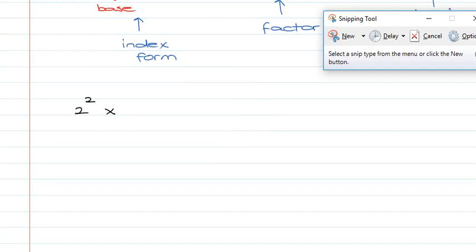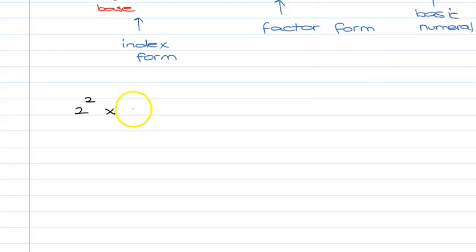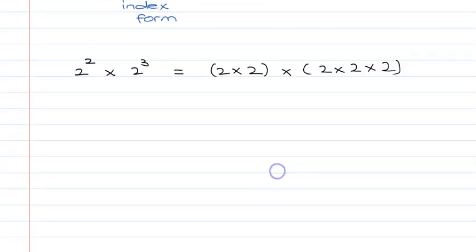So I like to look at this trying to find out if we can see a pattern. So I'm just going to pick some indices with the same base. So 2 to the power 2 multiplied by 2 to the power 3. And what I'm going to do is write it out in factor form. So let's do 2 to the power 2 first. That's just 2 times 2. And we're multiplying it by 2 to the power 3, which is 2 times 2 times 2. Then I'm going to simplify my answer. So altogether there are 5 2's being multiplied together. So that's 2 times 2 times 2 times 2 times 2, which I can simplify in index form as 2 to the power 5.